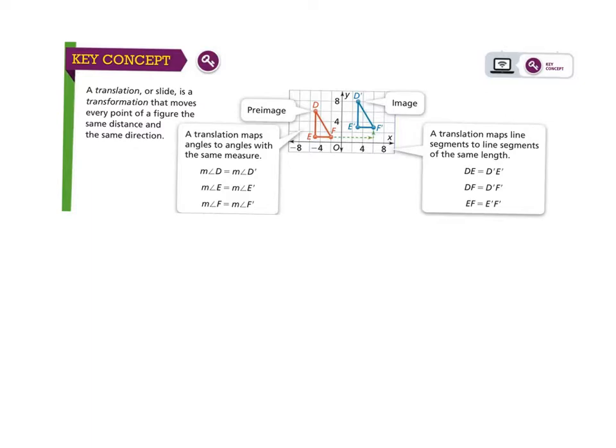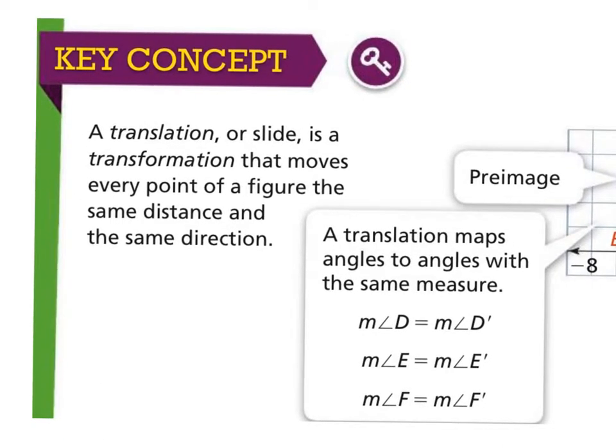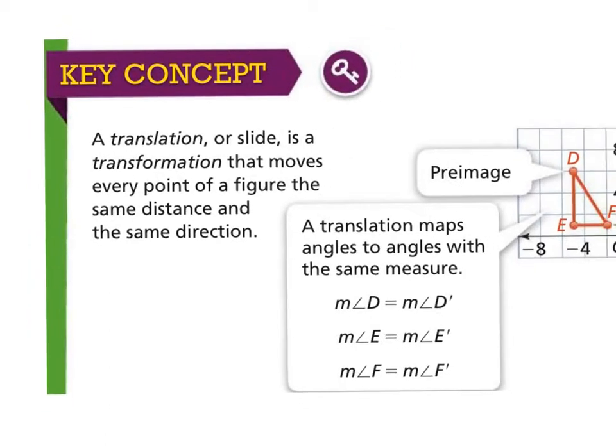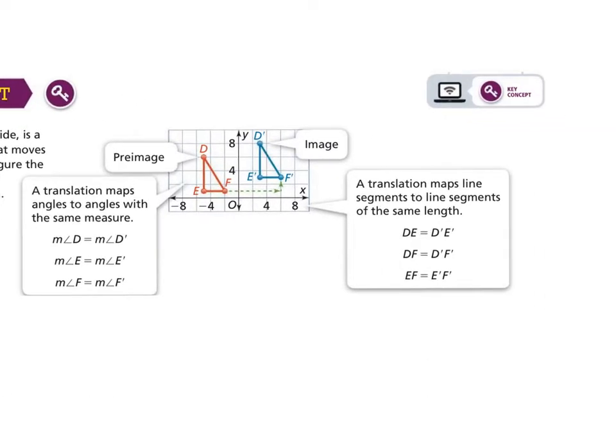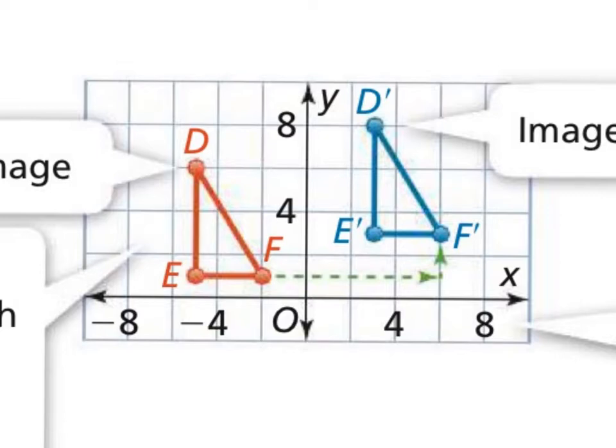So key concept, just recapping some things here. Translation is where we're sliding something. It's a type of transformation. Everything gets moved the same distance, the same direction. So our new picture should look identical to our original picture, just in a different spot.